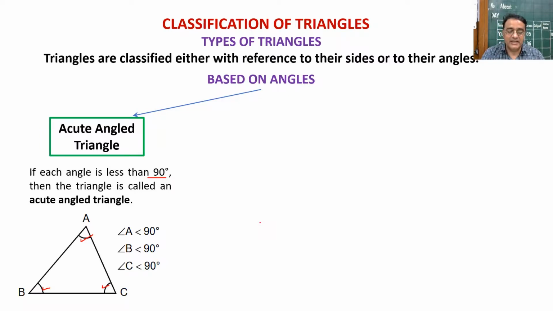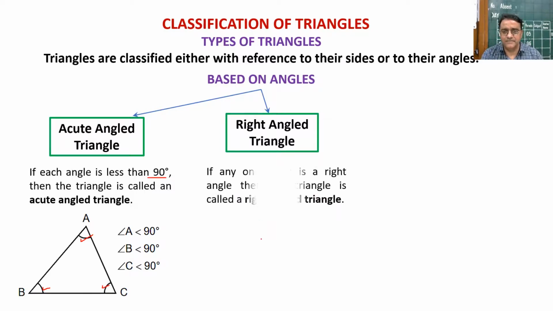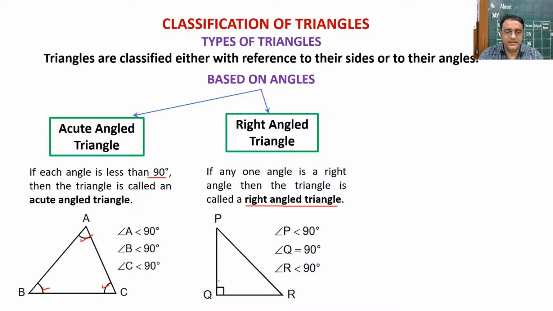Now the second type is right angled triangle. In short, we used to say right triangle. If any one angle is equals to 90 degree, then the triangle is called right angled triangle. See this figure. In this figure, angle Q is equals to 90 degree, whereas angle P and angle R both are less than 90 degree. और एक triangle में दो right angle नहीं हो सकते, because of the angle sum property, in which the sum of interior angles of a triangle should be 180 degree. तो अगर दो एंगल का राइट एंगल हो जाएगा तो उन दोनों का सम भी 180 डिग्री हो जाएगा. So that is why it is not possible.